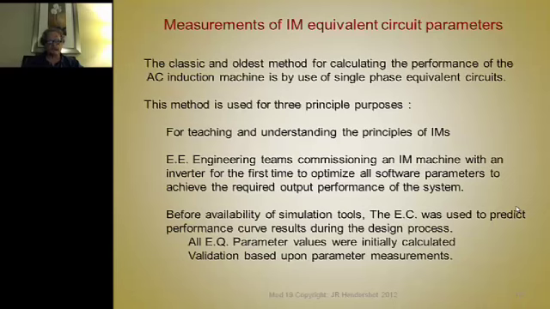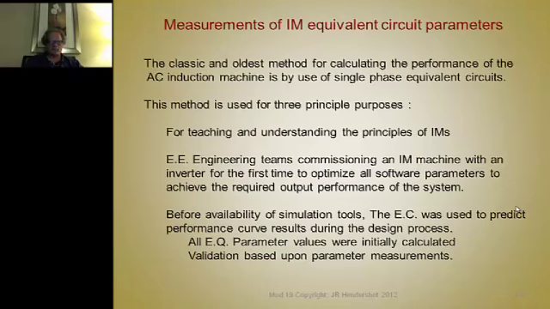And second, electrical engineering teams that are involved with the design of an inverter must commission their inverter with the machine it's supposed to drive for the first time. They need to use equivalent circuit parameters to put in their models that they use with MATLAB and Simulink and other tools like that, so that they can get their motor and drive system operating correctly for the commissioning process.